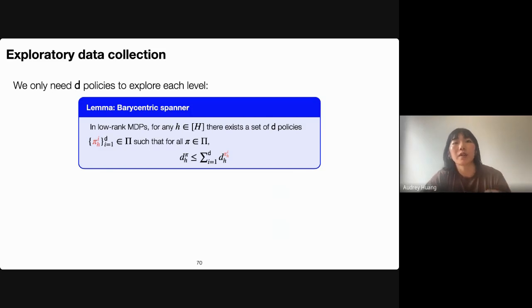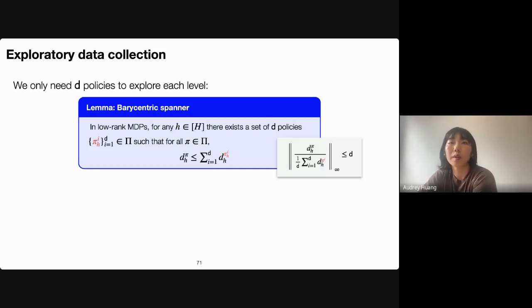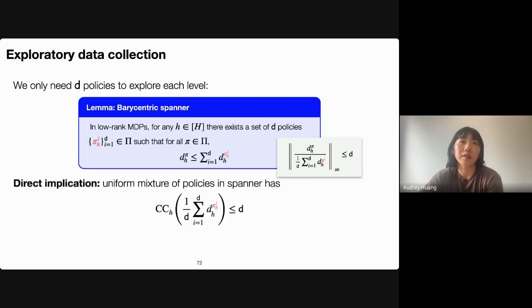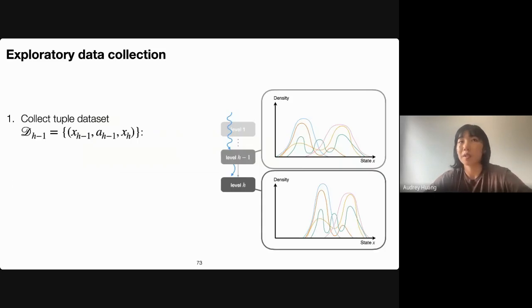Okay, so going back to the lemma and its implications for exploration, with a small rearrangement, you can show that the occupancy of any policy is bounded on the uniform mixture of the occupancies of the spanner policies with a coefficient of d. And the direct implication is that the uniform mixture of policies in the spanner has a concentrability coefficient of at most d, which means we can collect a tuple data set in the following manner.